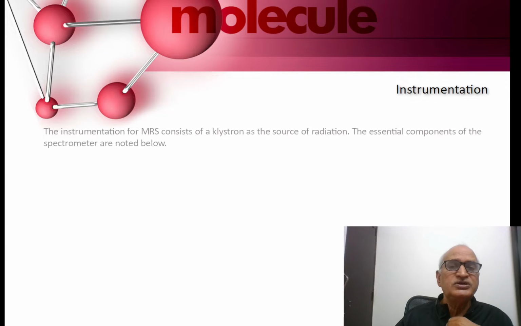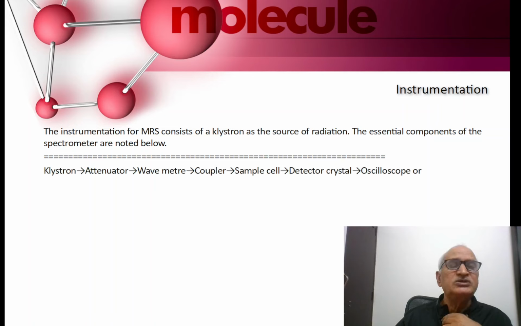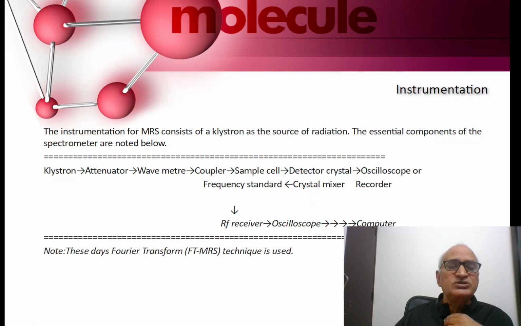Now we talk of instrumentation. The microwave rotational spectrometer is a complex assembly of so many units, so many parts, so many components. We need not go into the details of electronics. We don't require that. Here I have just given the names of various components and the sequence in which they are arranged. One is the klystron. Klystron is the source of microwave radiation. Then attenuator, wave meter, coupler, sample cell, detector crystal, oscilloscope for recording, frequency standard crystal mixture, radio frequency receiver, and a dedicated computer. These are some of the components of the spectrometer. The actual spectrometer is a very complicated instrument, very costly also, and we don't require much detail about that. That becomes the subject of engineering.